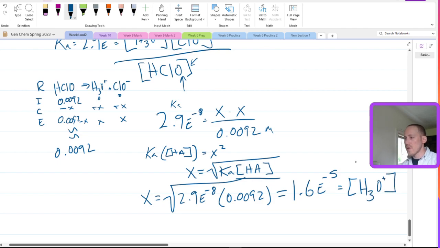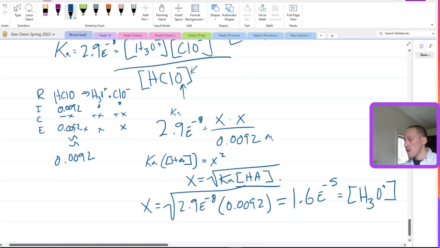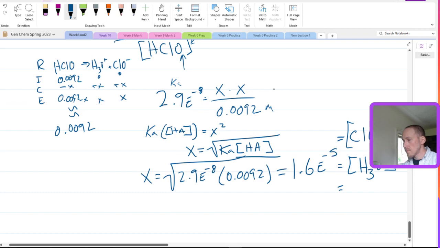They're probably asking for the pH, so now we probably just have to negative log that. Calculate the concentration of all species. There we go. So that's the concentration of hydronium. That's also the concentration of our conjugate base. Sorry, that took me too long. And again, we're saying that fundamentally this didn't change.